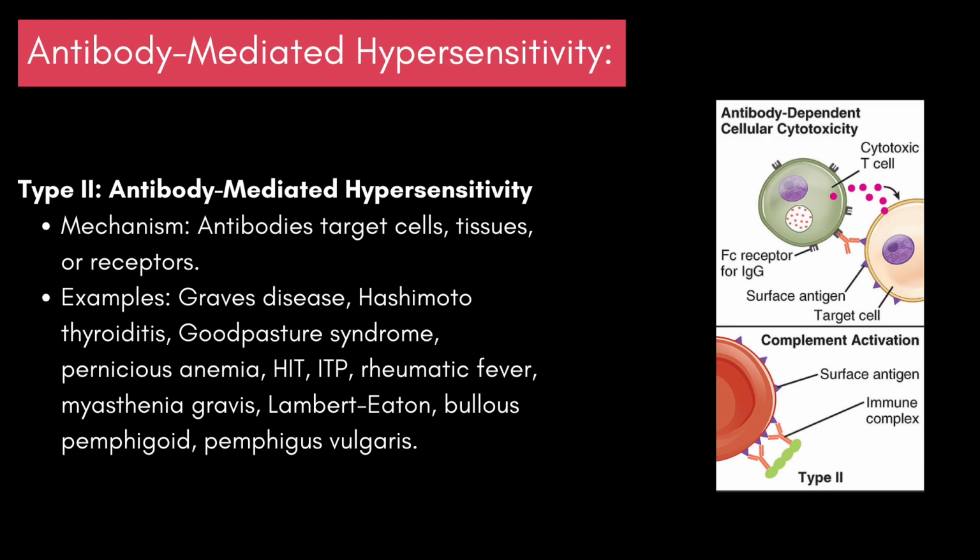Mechanism: antibodies target cells, tissues, or receptors. Examples include Graves' disease, Hashimoto thyroiditis, Goodpasture syndrome, pernicious anemia, ITP, rheumatic fever, myasthenia gravis, Lambert-Eaton, bullous pemphigoid, and pemphigus vulgaris. All right, moving on.